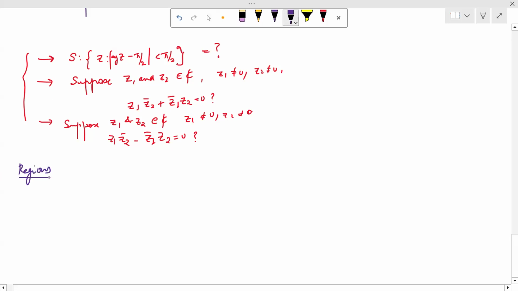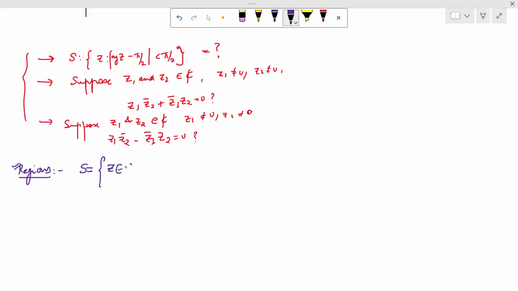In the previous lecture, I gave you a few questions to think upon. The first question, as in front of you: we wanted to know what this particular region would geometrically represent. Let's say Z belongs to all those complex numbers such that the modulus of argument of Z minus pi by 2 is less than pi by 2. So what would this region tell us about? That we need to see. How should we think about it?